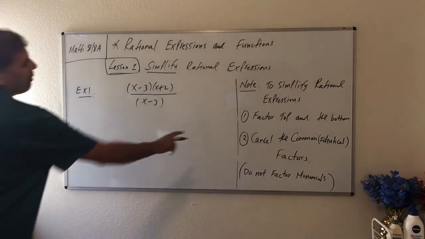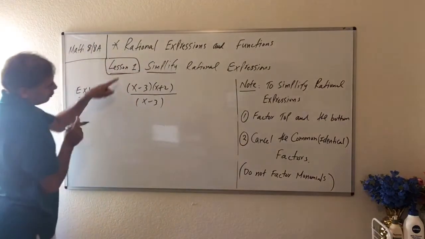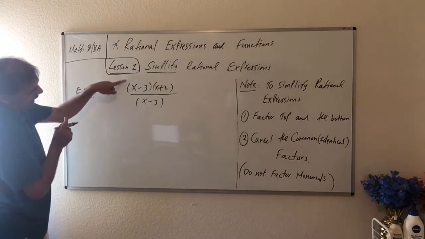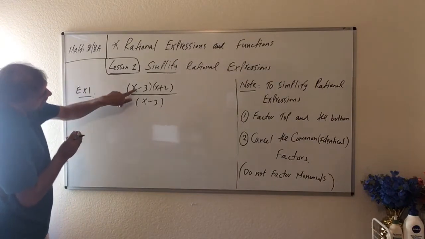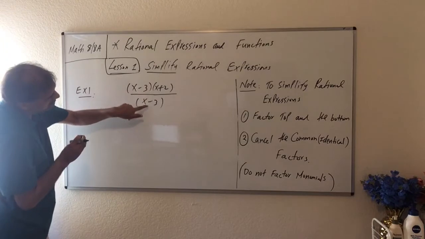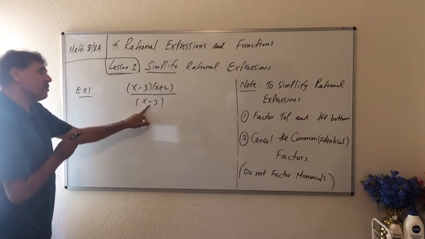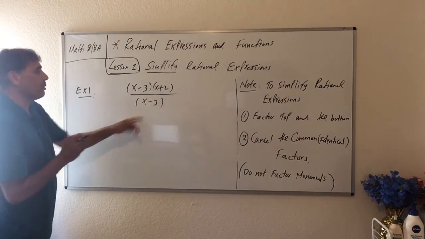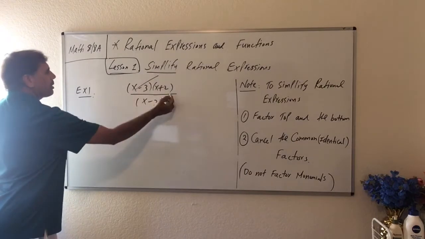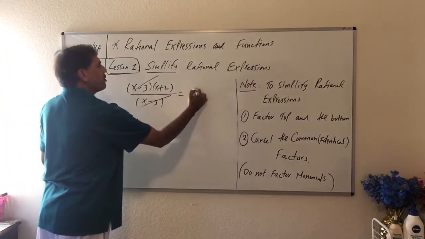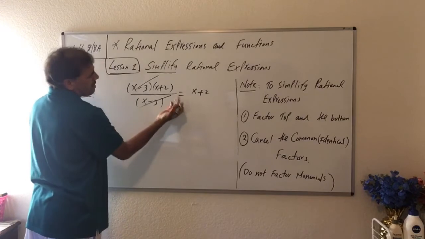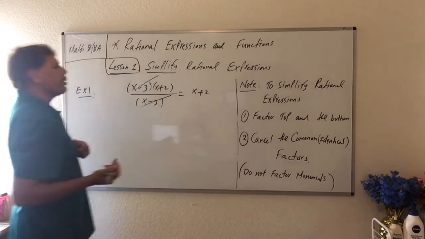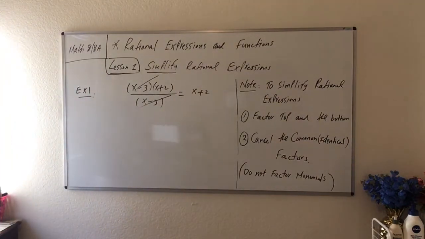Well, then we move to the cancellation part. So which factor is identical here? x minus 3. Remember, it must be exactly the same thing. x minus 3, x minus 3. If this is x plus 3, we cannot cancel. So this means cancel the common factors. So the answer is x plus 2. And some people write x plus 2 over 1, but you don't have to. So that's the answer here.